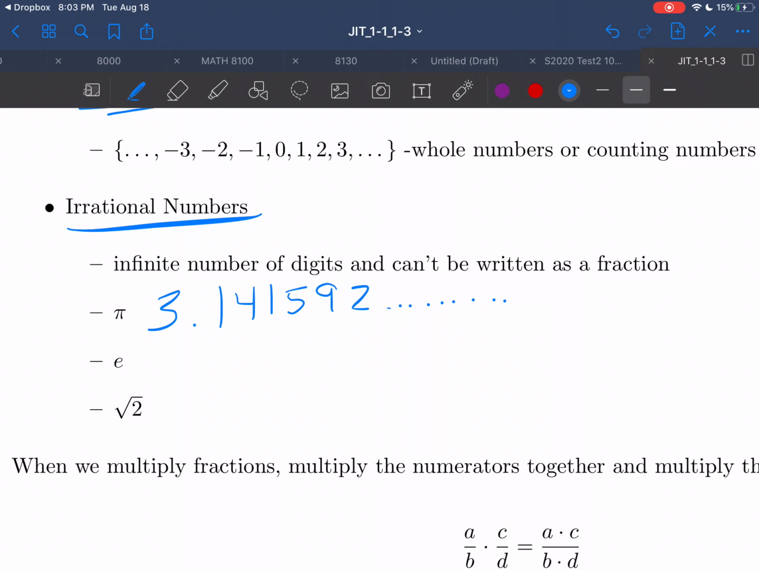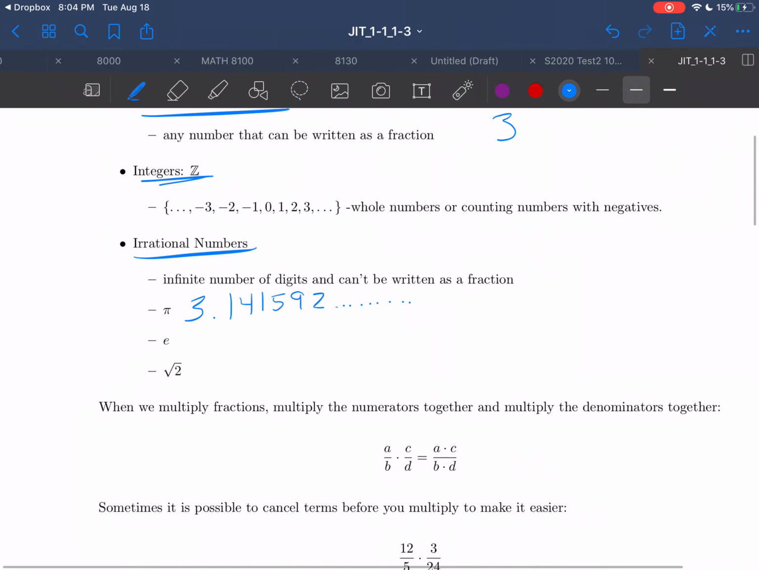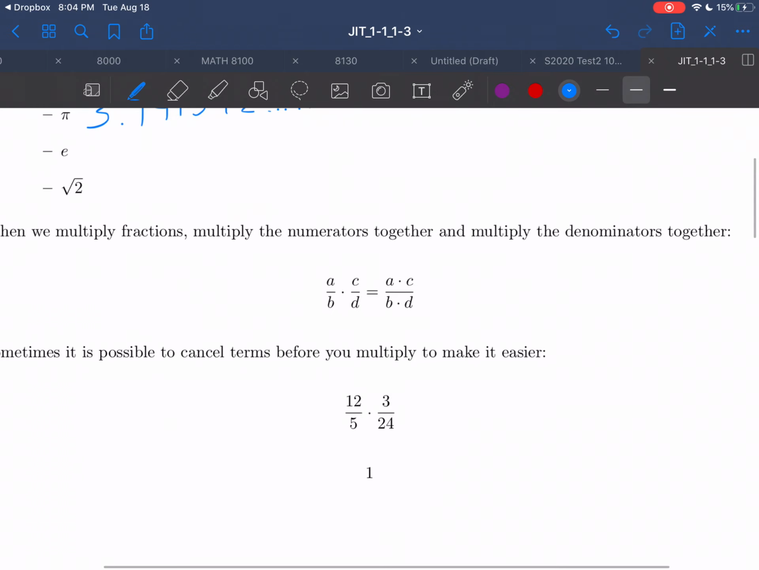e is another mathematical number. It's a similar concept as pi. Because e and pi are irrational numbers and there's not a way to write them nicely, we use the letters pi and e. And then square root of 2 is also an irrational number. Alright, so there's our numbers. Now we'll get into the actual bulk of 1.1.